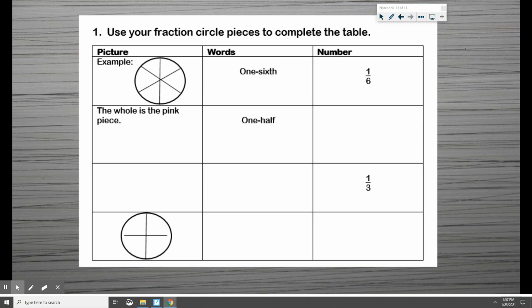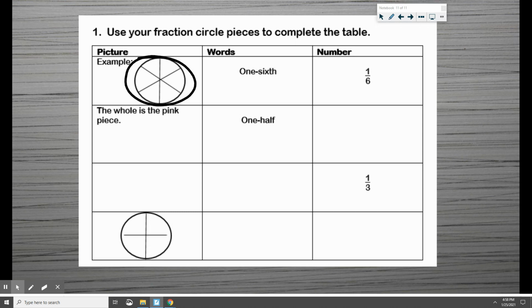All right, now for our questions for the test, we are going to use our fraction circles to complete this table. So on this one, I'm going to need to find that shade. I need to shade that in. So my words say 1/6 and my number says 1/6. I'm going to shade in one of my pieces.